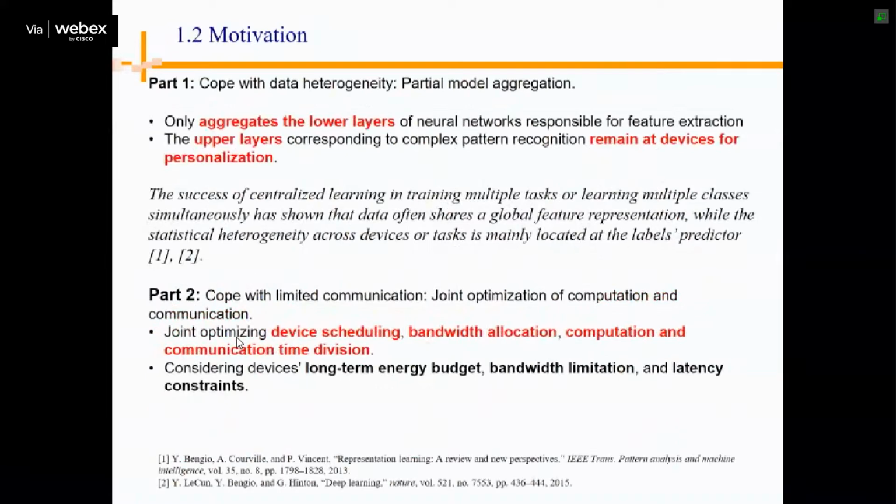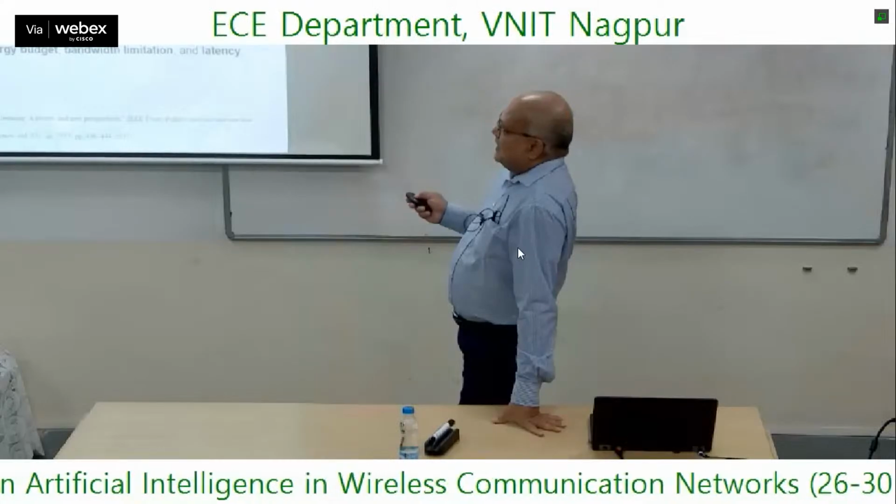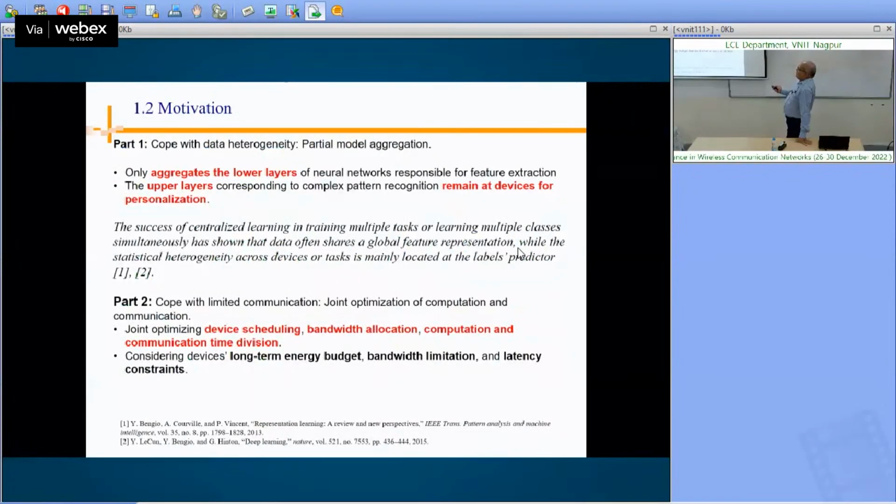In our work, we consider partial model aggregation. Partial model aggregation means that in a neural network there are many layers, and we can treat the lower layers and upper layers separately. The lower layers are mainly used for feature extraction, and the upper layers are mainly for pattern recognition.